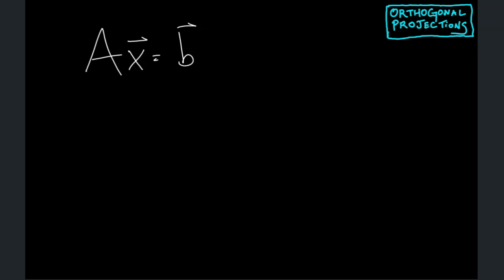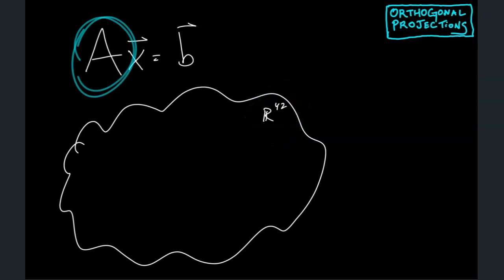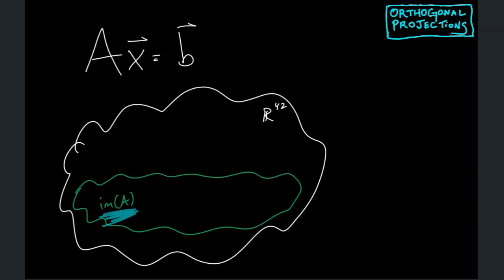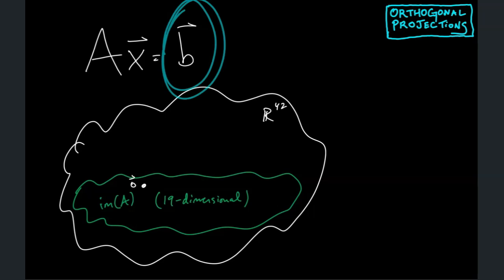So if A is, say, a 42 by 42 matrix that captures whatever situation in whatever application of linear algebra, then we're working in R42. And A's image is some subspace of R42. And maybe that subspace is 19-dimensional. And like any subspace, it contains the origin, of course. And B, our target vector, well, that's some vector in the 42-dimensional ambient space.